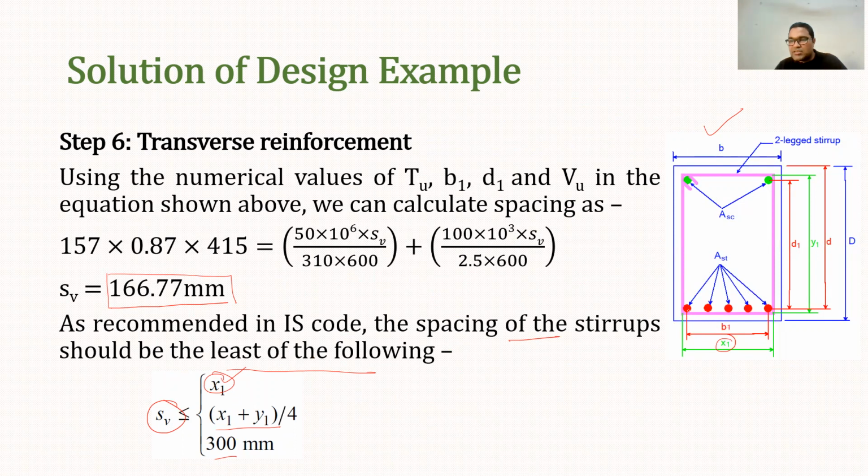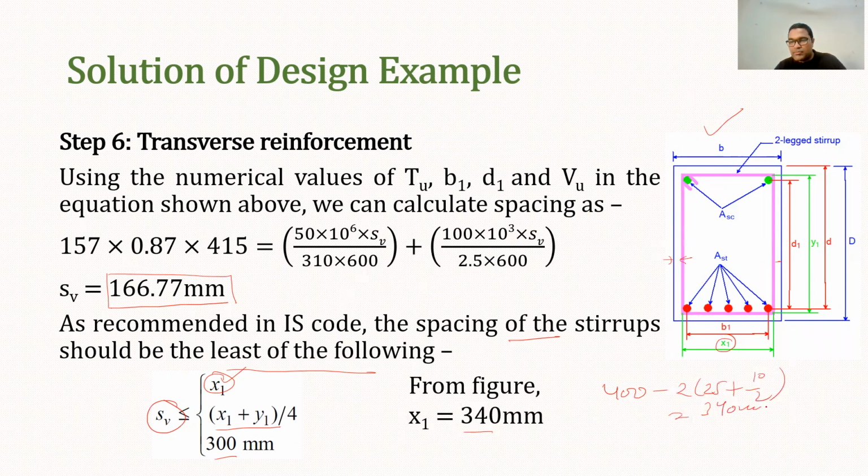B1 is the center to center distance of bar, but x1 is the center to center of the stirrups. So if we consider this as 25 mm plus half of the dia of stirrup, which is 5 mm, so 30 from this side and 30 from this side. So overall width is 400 mm. So from the figure, we can say that x1 will be 400 minus 2 into 25 plus 10 by 2. So this becomes 340 mm.